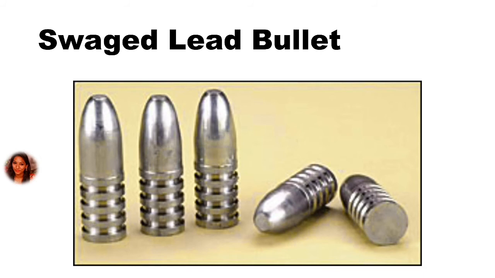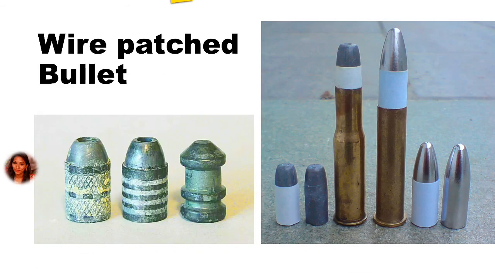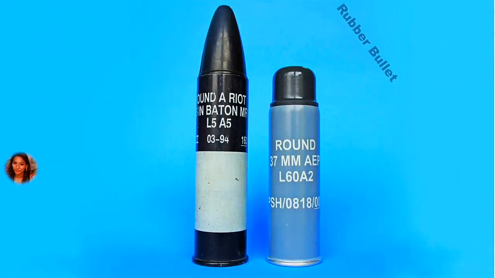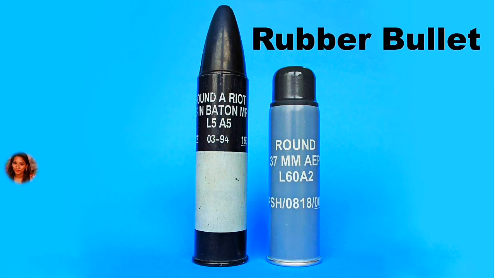Then comes the swaged lead bullet. Over here, because of the swaged structure, a spiral structure at the bottom end, it is called a swaged lead bullet, as you can see over here. Another type also exists, that is the wire patch bullet. Over here, as you can see, the wire is patched and rolled around the bullet, and sometimes instead of wire, paper is also used. It is to give more stability and flexibility to the bullet. Sometimes it is used in a variety of bullets.